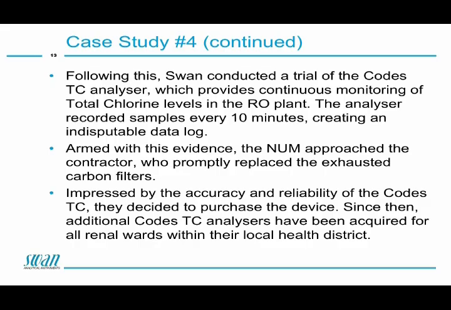Now, armed with this evidence, the NUM approached the contractor, who promptly replaced the exhausted carbon filters. They weren't expired, but they were exhausted, so it's important to realize that that can happen. Impressed by the accuracy and reliability of the CODES TC, they decided to purchase the device. Since then, there's been additional CODES TC analyzers added to the renal wards in that area.